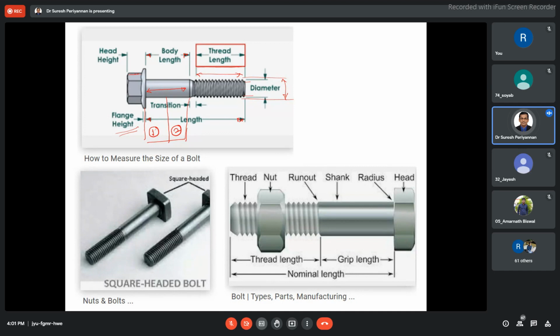This is the hexagon bolt and nut. This one, hexagon headed. This is the hexagon headed bolt. Sorry.